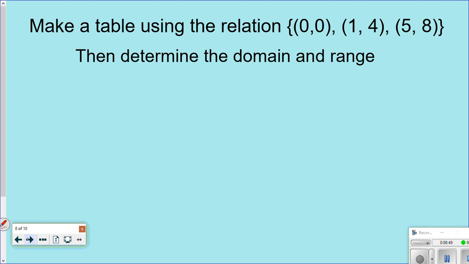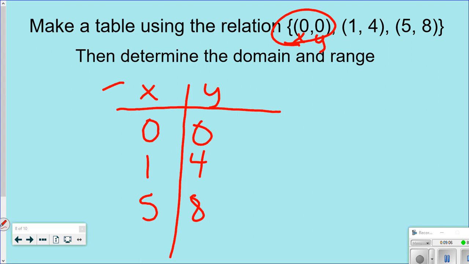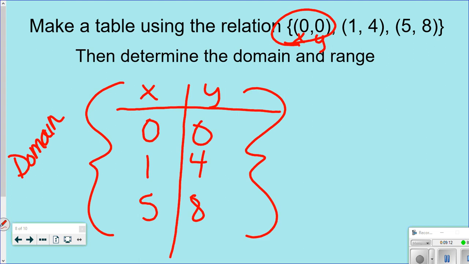Okay, so this is probably what you should have done. Make a chart. Call it a T-chart if you want. You're going to put your x and your y, and you're going to take your first point and split it up, 0, 0. Because this is the x, and this is the y. Then you're going to do it with this one, 1, 4. And you're going to do it with the last one, 5, 8. This side is the domain. This side is the range. And that's honestly all you have to do for that.